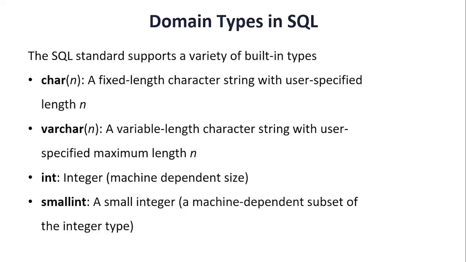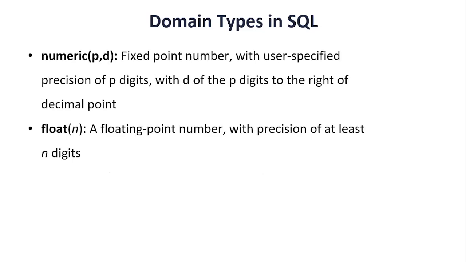And then of course we can have integers. In SQL we simply call it int, and it has a machine dependent size. Typically that would be 32 bits or 64 bits depending on the machine architecture. We also have another one called smallint, for when we don't need a 32-bit or larger integer. When we want to store a smaller number, we can simply use smallint. Again, it's a subset of the integer type.